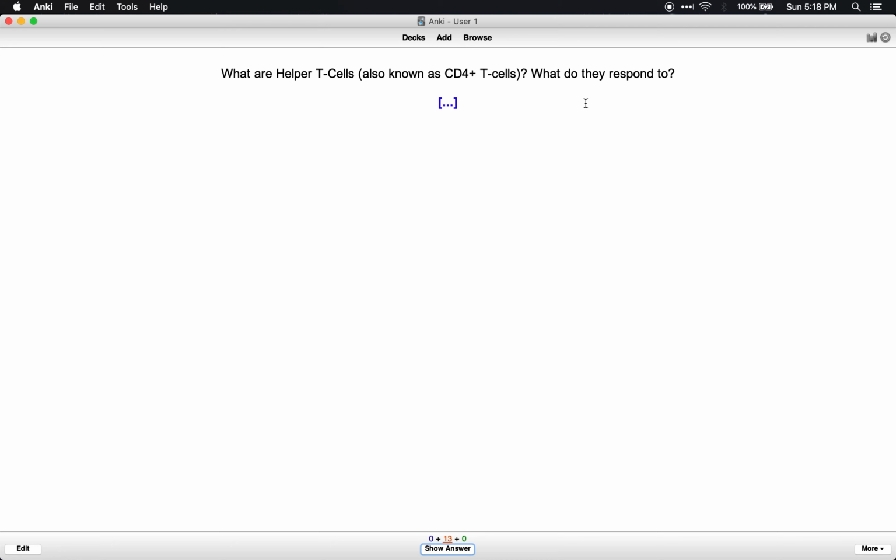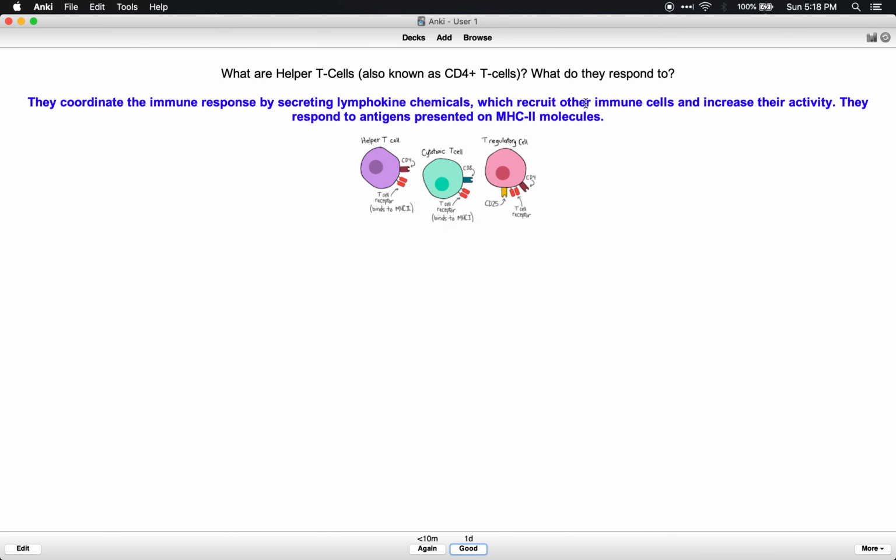Helper T cells are a group of T cells that secrete, I think it was cytokines that recruit other immune cells to the area, or is it lymphokines? I think cytokines that recruit other immune cells to the area. They respond to MHC class 2. Lymphokine chemicals to recruit other cells. Lymphokines, okay.